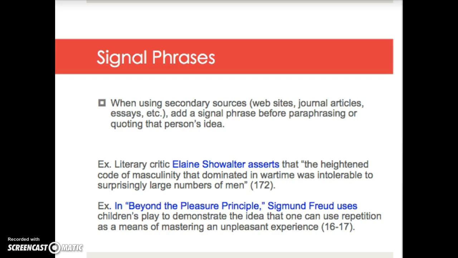And now you're using other research to back up your opinion. So in this example, we have: literary critic Elaine Showalter asserts that, quote, the heightened code of masculinity that dominated in wartime was intolerable to surprisingly large numbers of men. So I want to use Elaine Showalter in my paper, and I'm going to highlight the fact that I've read her essay and her opinion matters, that it's important to my argument. So in my signal phrase, I state her name fully, first and last name, and then I chose the verb asserts because she has a strong opinion and I want to highlight that fact.